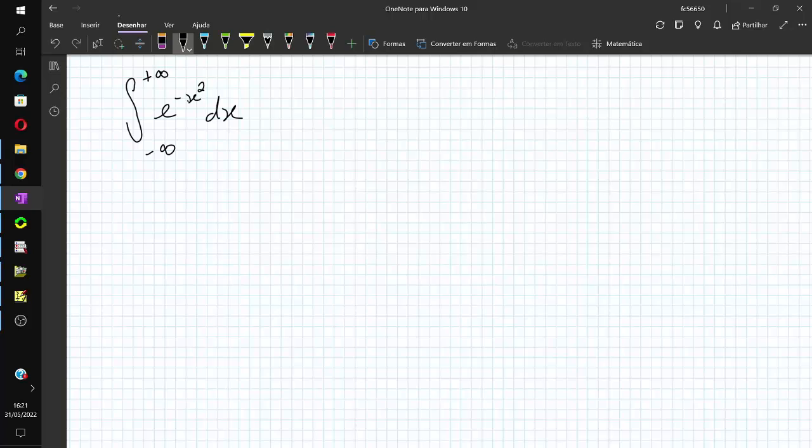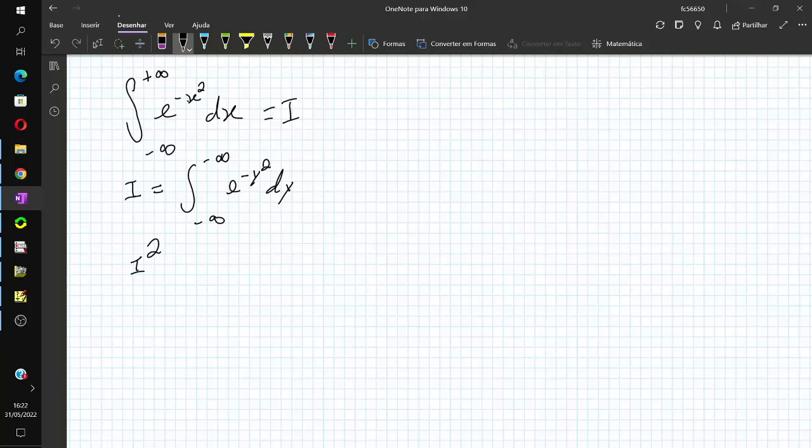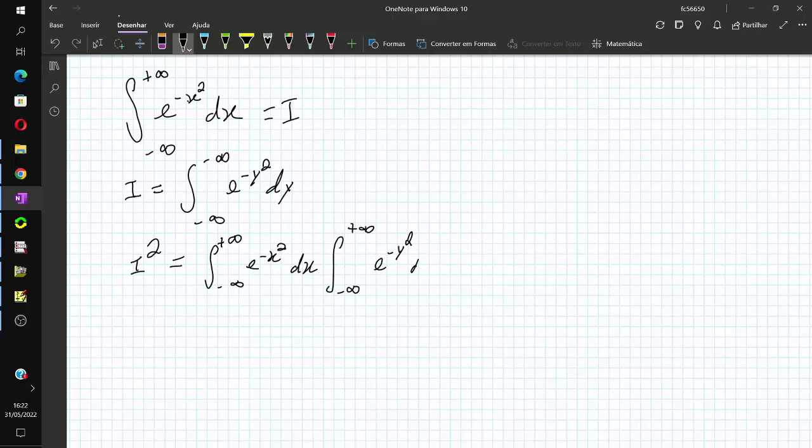The way I'm going to do it is just the more known way. So you just say that this is a constant, for instance I. Then we can also say that I is the integral from minus infinity to infinity, but now write it instead of with x, write it with y. And now you can multiply both of them. And we'll say that I squared will be the integral of e to the minus x squared dx times the integral from minus infinity to infinity of e to the minus y squared dy.